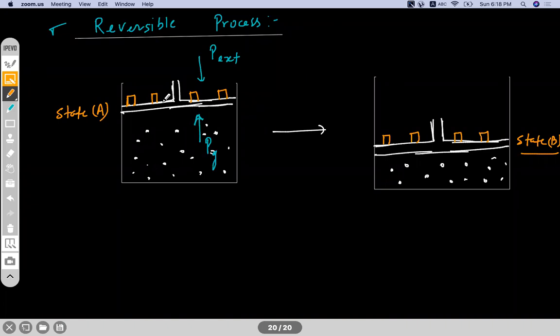Tell me, is the external pressure constant or variable here in this process? External pressure is constant or variable? No, it is not constant, Aditya. You have done this in physics also, reversible, irreversible. Have you done this in physics? Tell me.